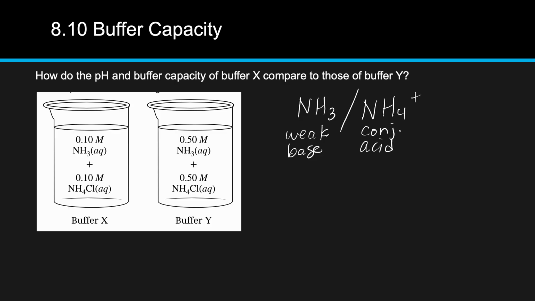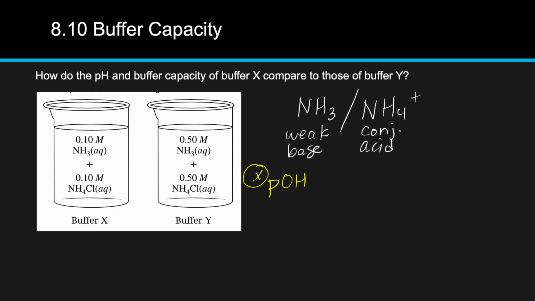Now, hopefully you can look at these and say, oh, they're equal concentrations of weak base and weak acid for both of these buffers, which means they're going to be the same pH. But I am going to show you one more time why that is. So let's first start with buffer X. We're working with a weak base, so we're going to have a pKb value, which means we are going to be solving for pOH.